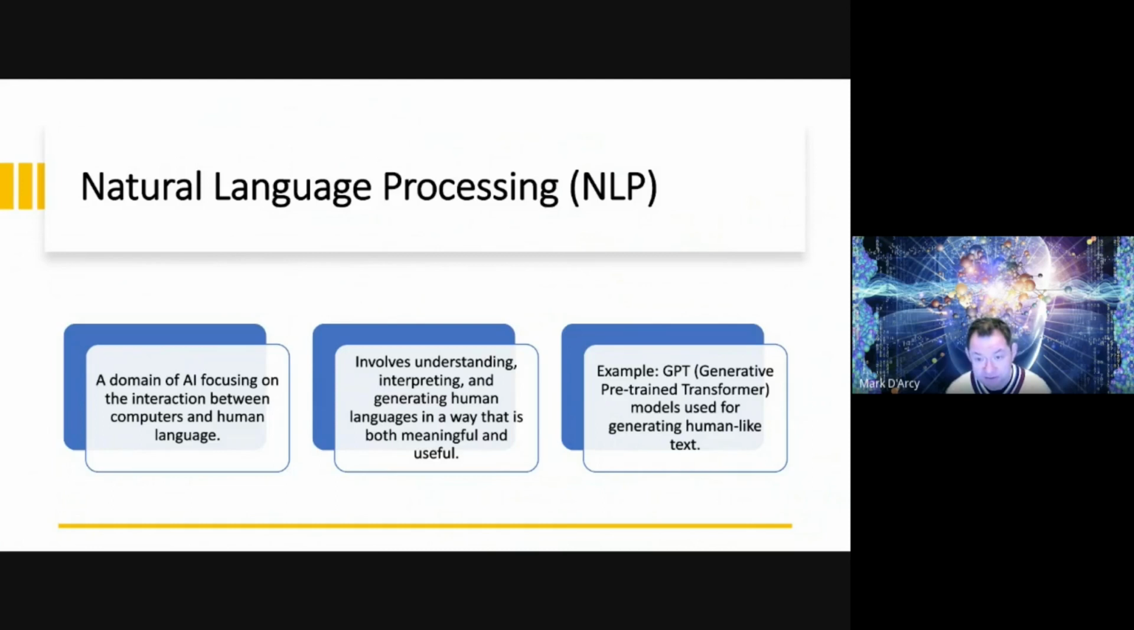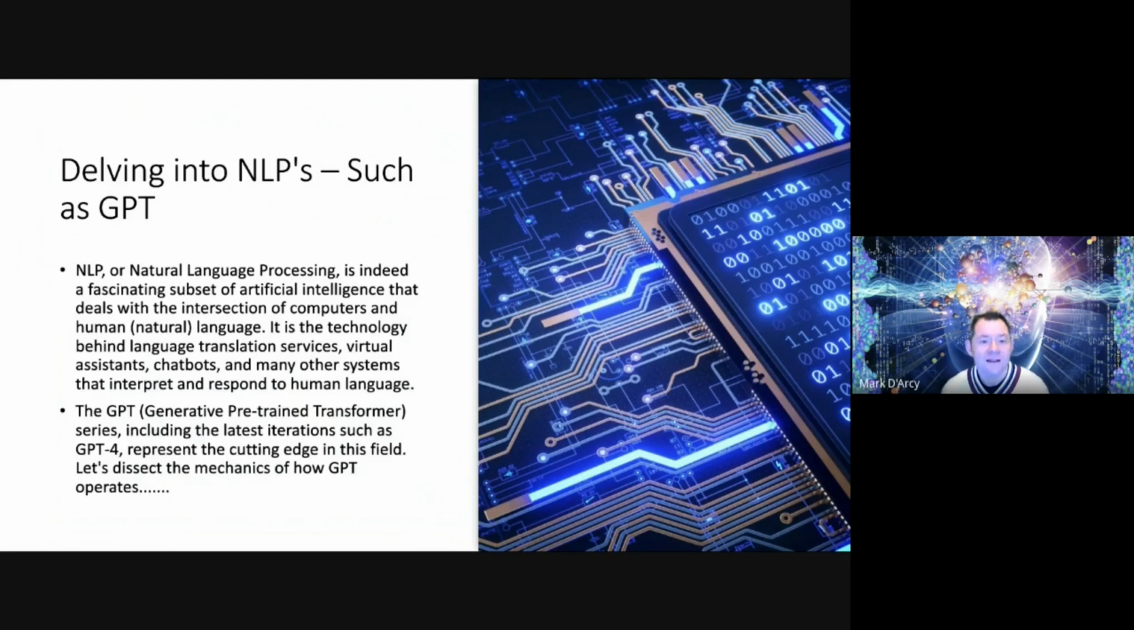Natural language processing, NLPs. Now, natural language processing is basically what GPT is, which I'm going to delve into in depth pretty soon. But let's give the broad overview, because GPT isn't the only NLP system. So, NLP systems, a domain of AI focused on the interaction between computers and human language. It involves understanding, interpreting, and generating human language in a way that is both meaningful and useful. Examples: GPT, generative pre-trained transformer. This model is used for generating human-like text, and I'm sure we've all used this now.